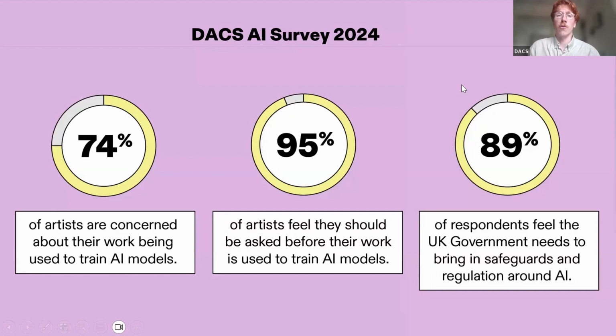But also, interestingly and not surprisingly, almost 90% felt that the UK government, which at the time was obviously the Conservative government, should bring in greater safeguards and regulation around AI more generally, but specifically around generative AI and large language models, which I appreciate there's a lot of terminology going around here. So if anyone does have any questions about any of these terms, do raise a hand and I can look to address them.